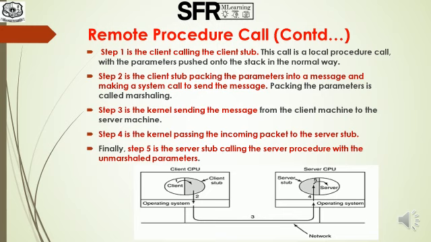In step 5, the server stub calls the server procedure by unmarshalling the parameters. That is, the client stub packs the parameters into a message and the server stub unpacks the message into the parameters. This process is called unmarshalling. So marshalling means packing the parameters into a message. Unmarshalling means unpacking the message into your parameters. That's all. So these are the steps in RPC. That's why client and server communications can be carried out just like a procedure call in a programming language. So here UDP can be used for this type of transmission.